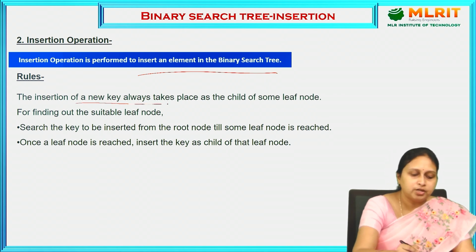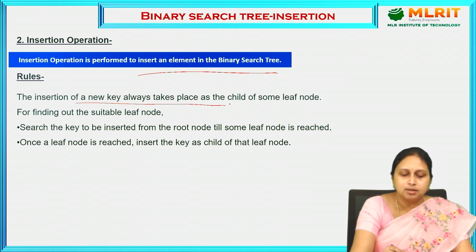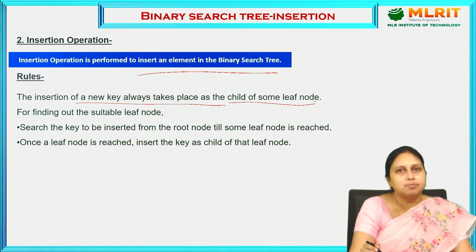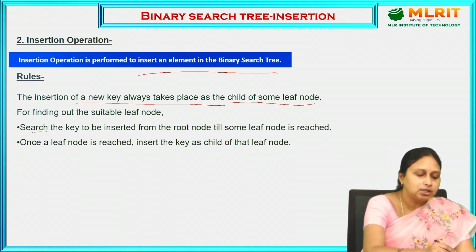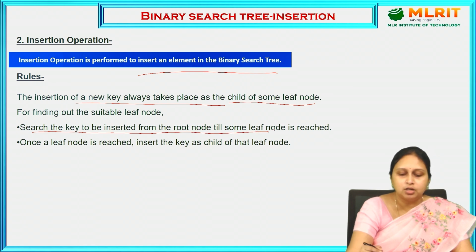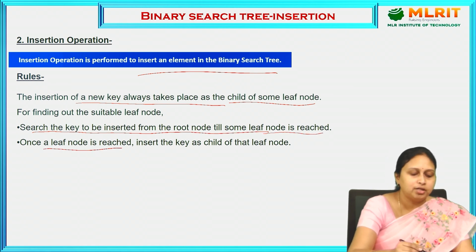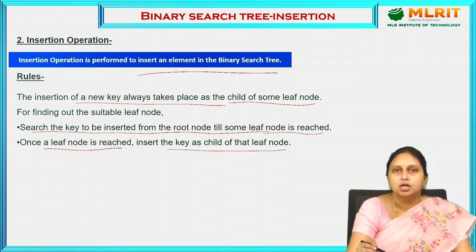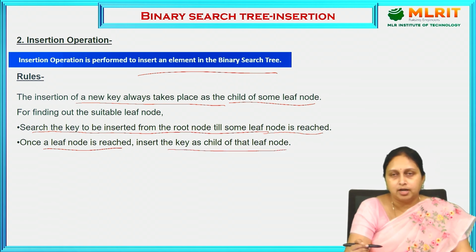The insertion of a new key always takes place as the child of some leaf node. For finding out the suitable location for that leaf node, what do we need to do? Search the key to be inserted from the root till some leaf node is reached. Once a leaf node is reached, insert the key as the child of that leaf node, right? Based on the same conditions we verified in the searching, in the same way, we need to insert the key element as a leaf node. How to insert it?